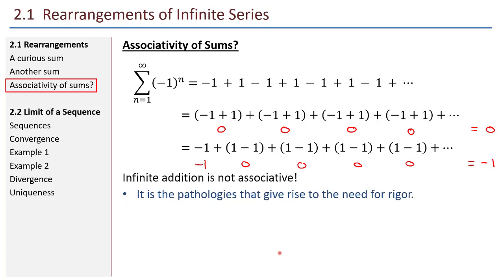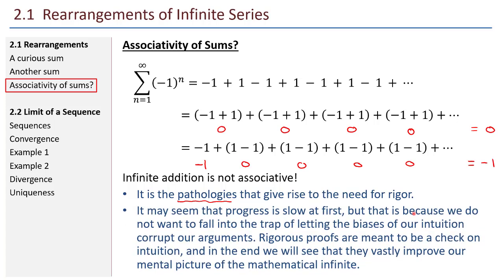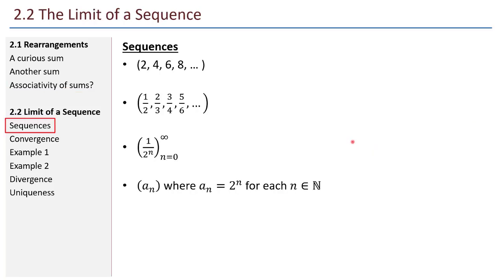These weird things that go against our intuition, sometimes these are called pathologies. It is the pathologies that give rise to the need for rigor. Another statement in our book reads, "It may seem that progress is slow at first, but that is because we do not want to fall into the trap of letting the biases of our intuition corrupt our arguments. Rigorous proofs are meant to be a check on intuition, and in the end, we will see that they vastly improve our mental picture of the mathematical infinite." All right, so with that introduction, we are motivated to take a look at the rest of Chapter 2.